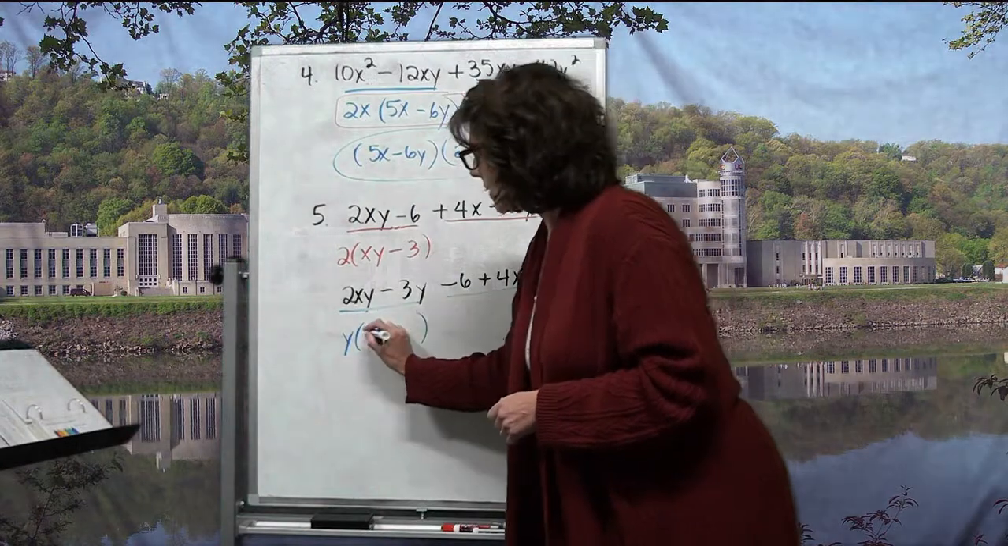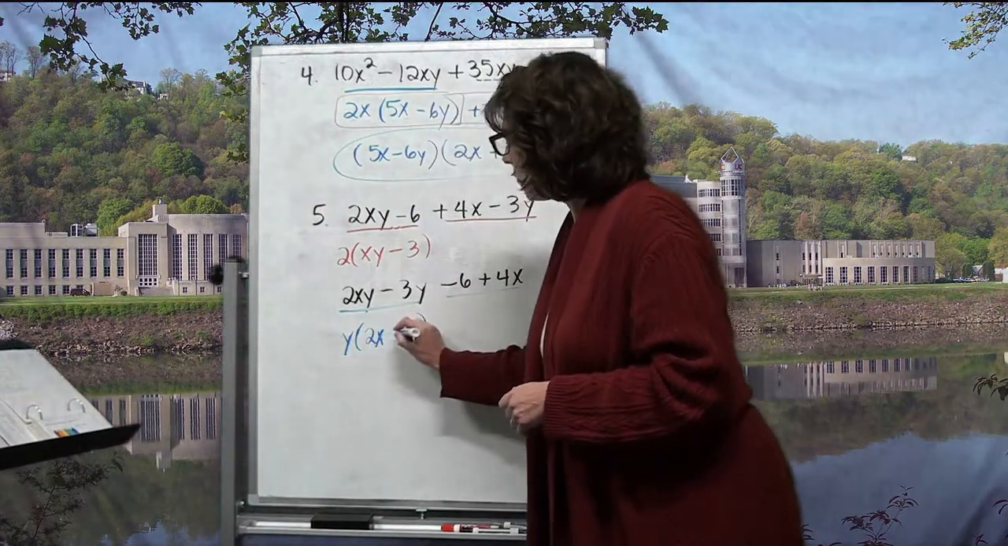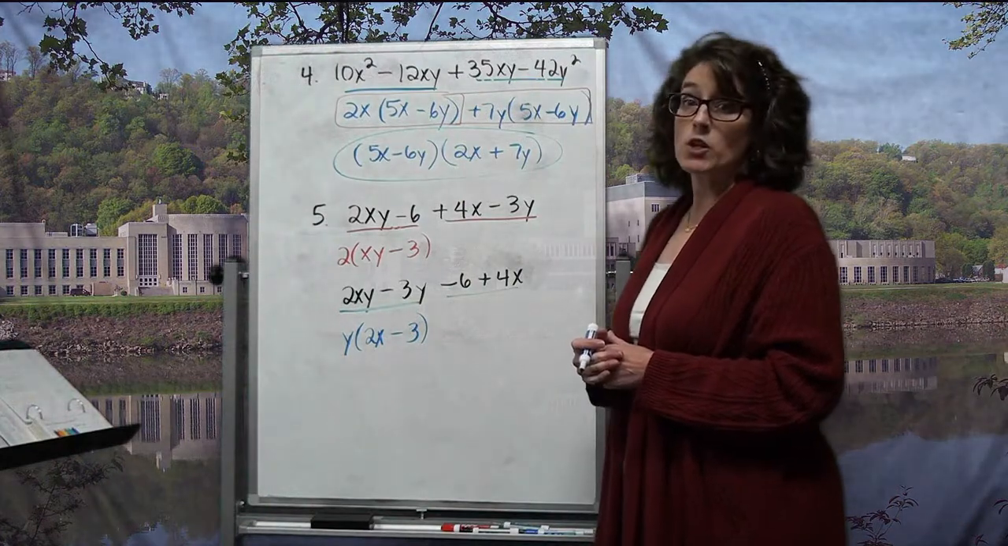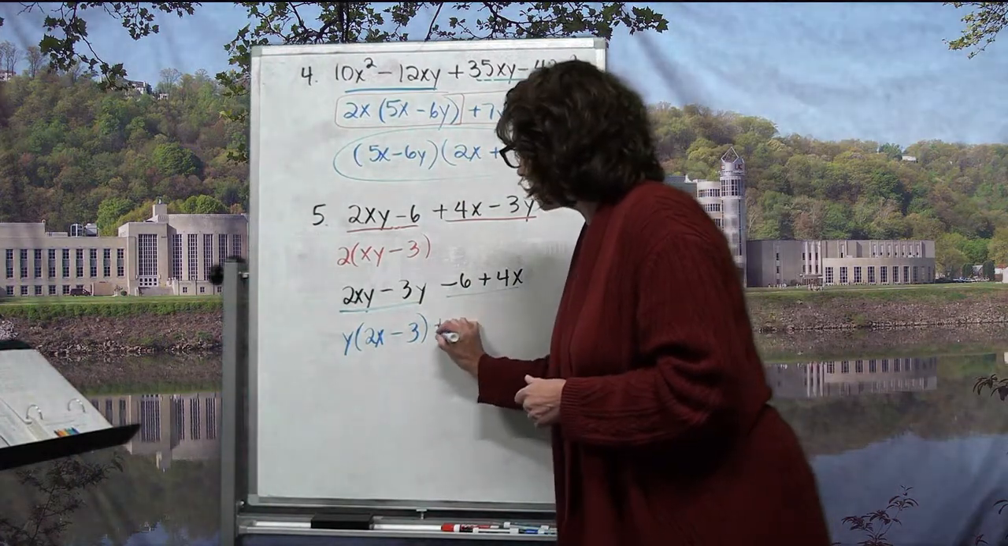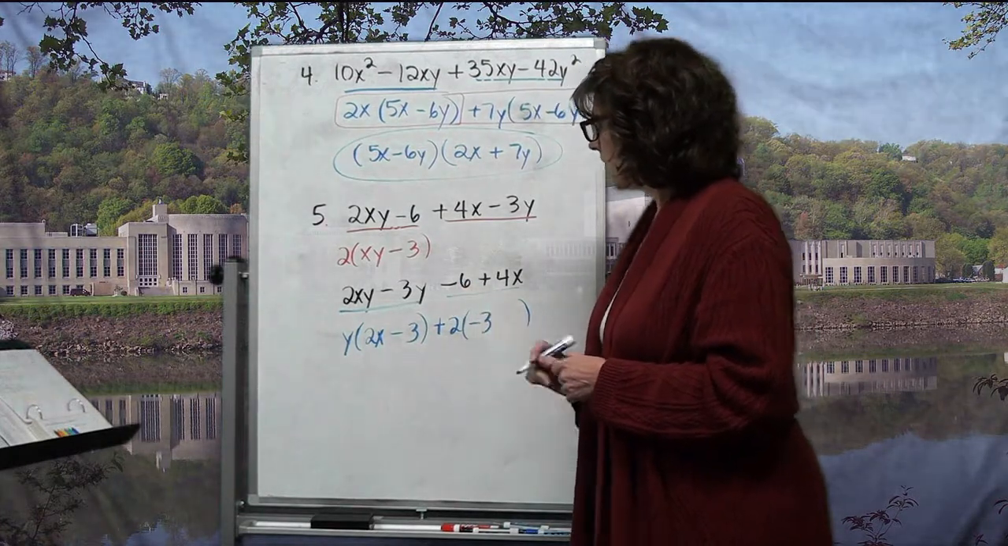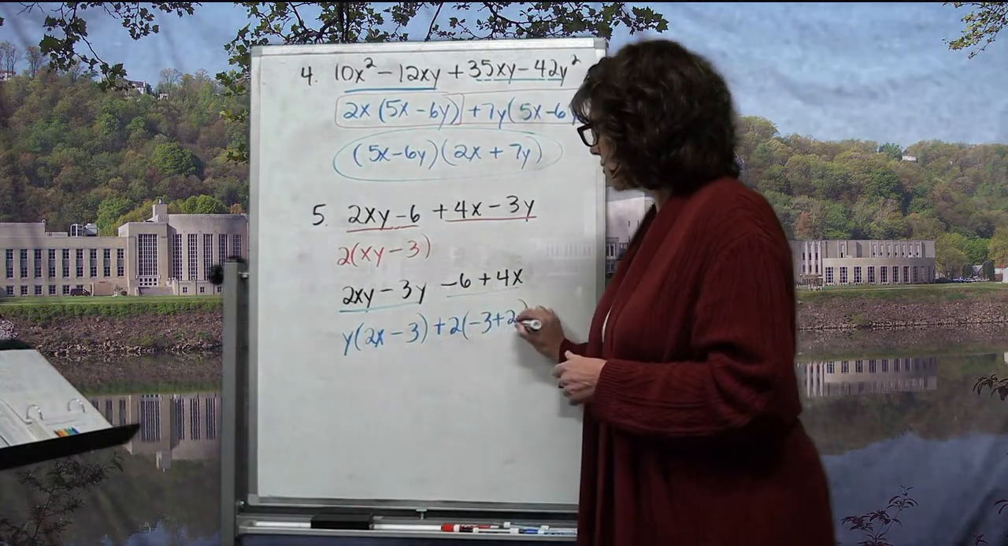And when I take the y out of here, I'm left with 2x. When I take the y out of here, I'm left with negative 3. Now on these, what's common? Certainly I can divide a 2 out of each one of them. When I divide this by 2, I'm left with negative 3. When I divide this by 2, I'm left with 2x.